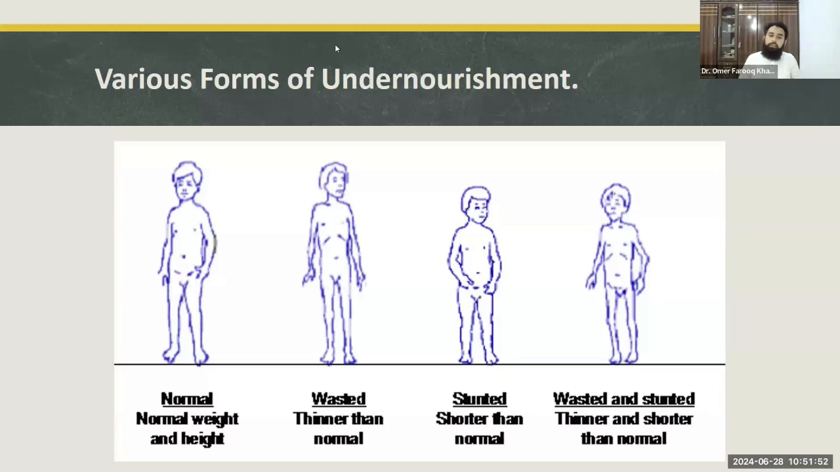Then there is a child who is shorter than normal, who is stunted. His weight is normal, but he is stunted due to a chronic malnutrition problem, due to chronic malnourishment. Then there is a child who's wasted and stunted as well. He is thinner as well as shorter than normal. And that child is very difficult to treat.